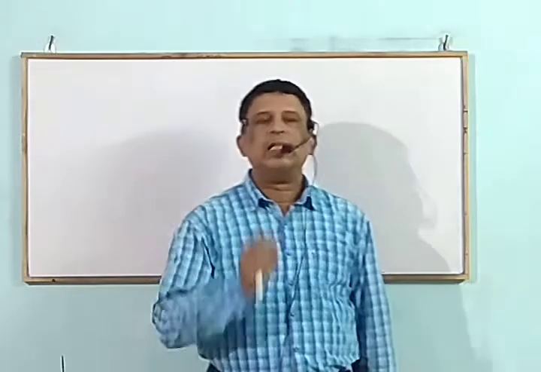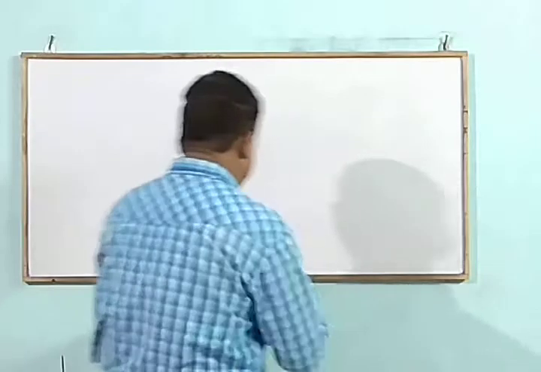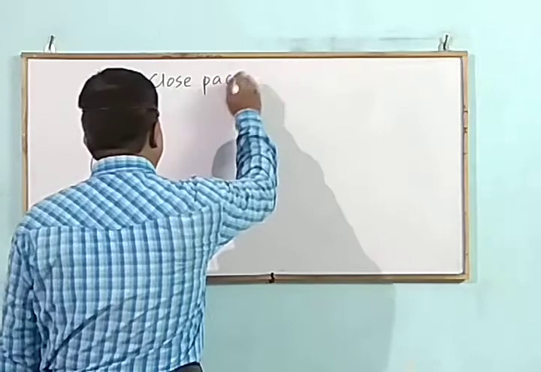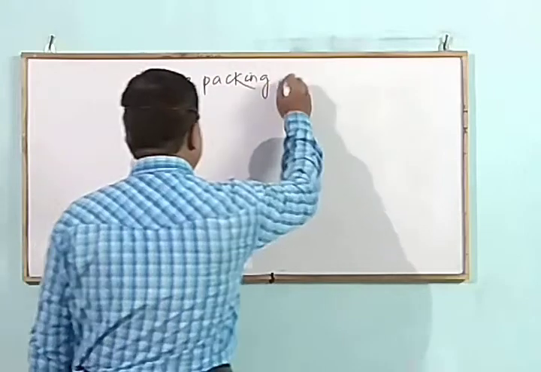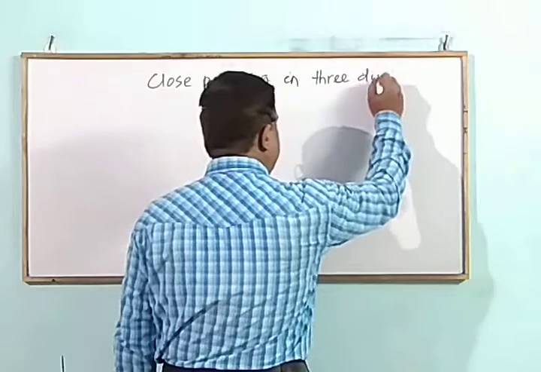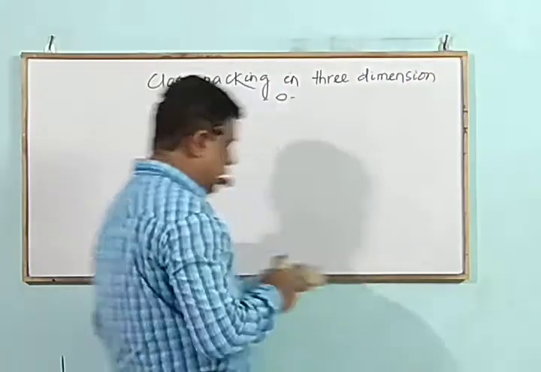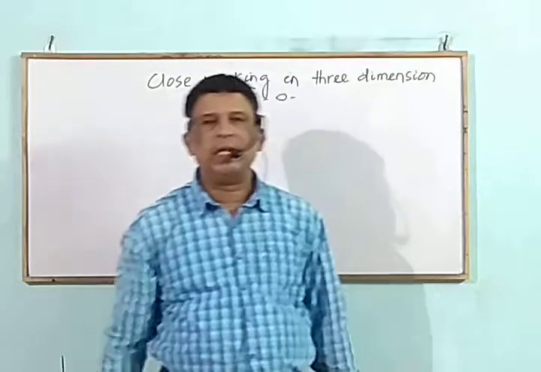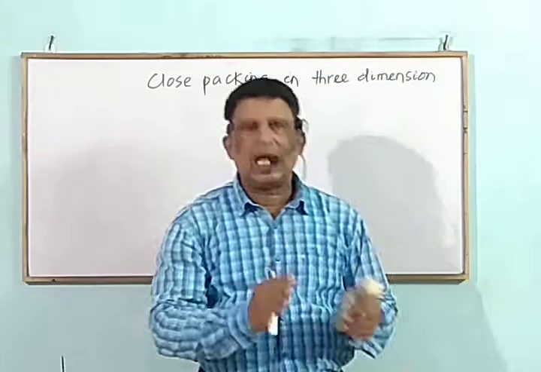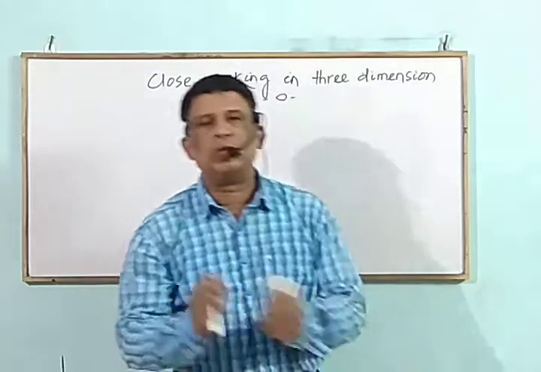First one is close packing in three dimensions. Mark that. In case of three-dimensional close packing, there are two different ways of close packing. One is known as hexagonal close packing and one is known as cubic close packing.